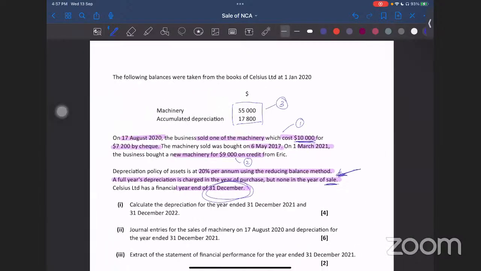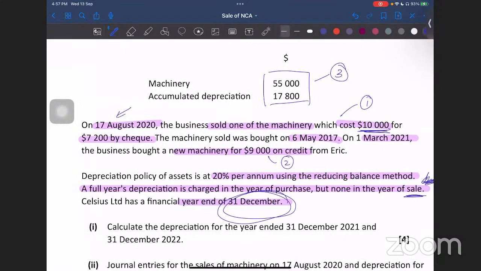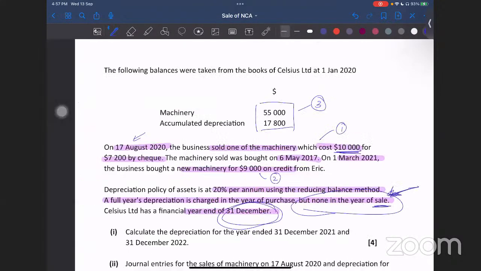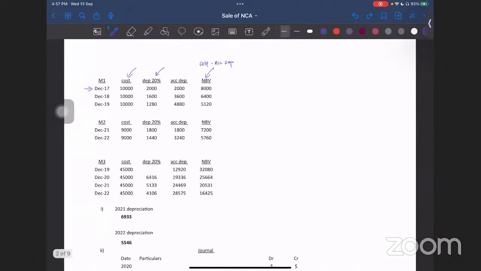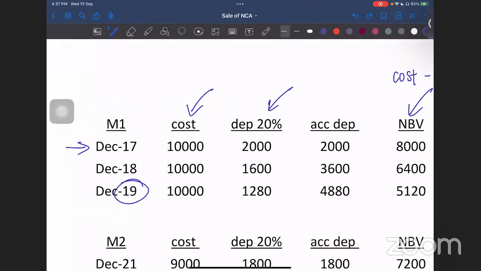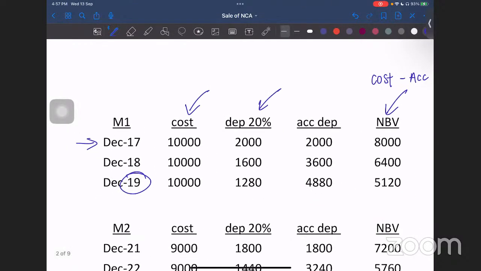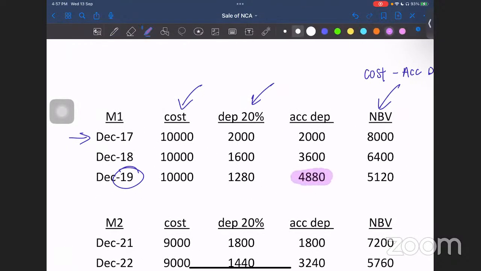I know that I sold it in August 2020. But because of this sentence, in the year that I sell, I don't count depreciation, right? So I will stop at the previous year end, which is December 2019. I will depreciate all the way until December 2019, and the figure that I want to get is this one, 4,880. So this is for the one that I sold.